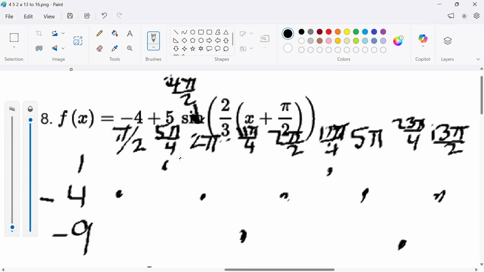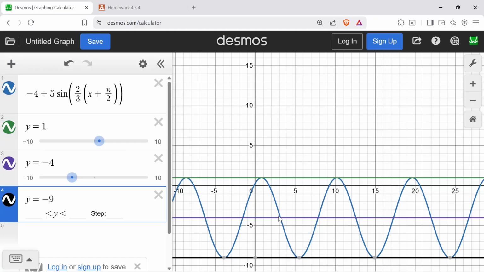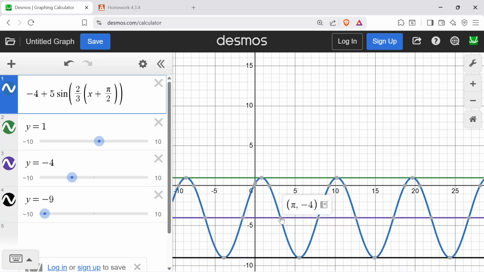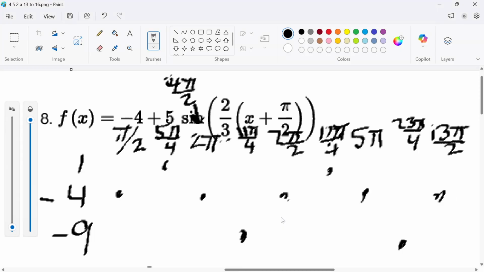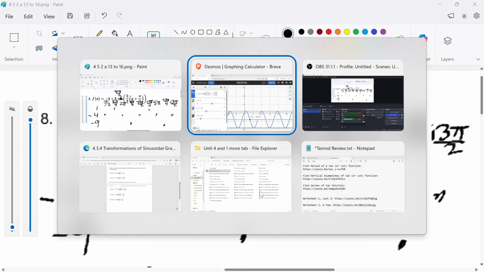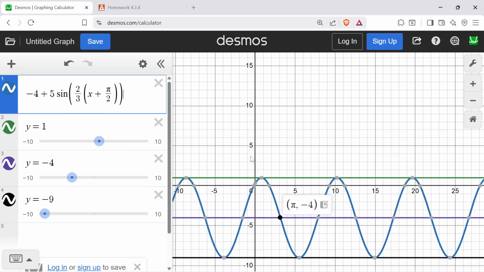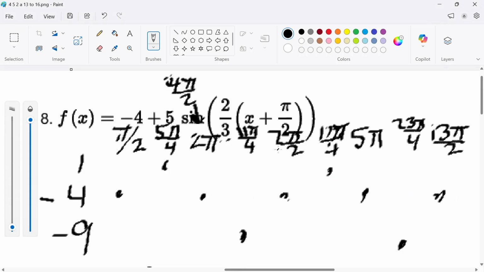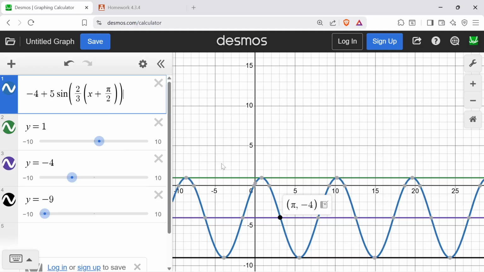All right, so where does it start? It starts at the midline at pi over 2. Let's double check it. Why have I started at the midline? -4 plus 5. Something is amiss here. Let's double check it. I start at the midline. All right, let's see. As sine starts at 0, it should start at pi over 2. And it should start at the midline. Oh, at -4 at pi over 2.